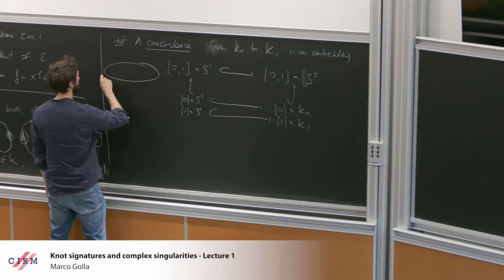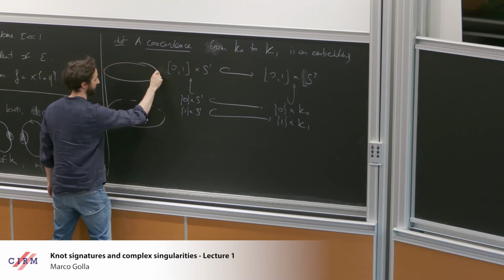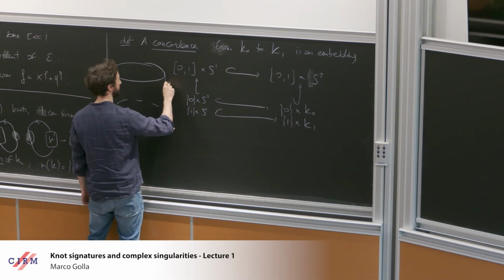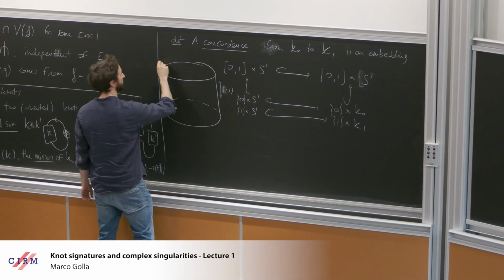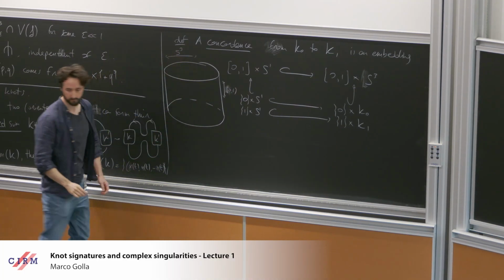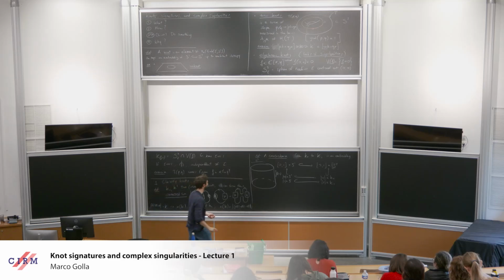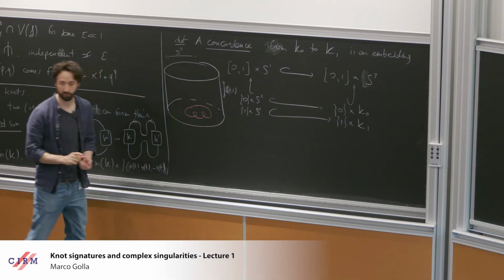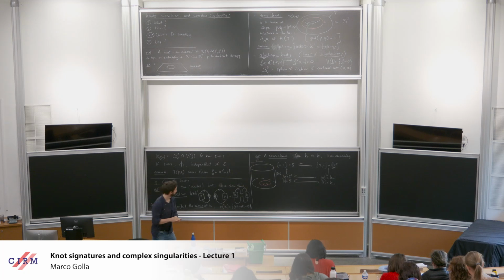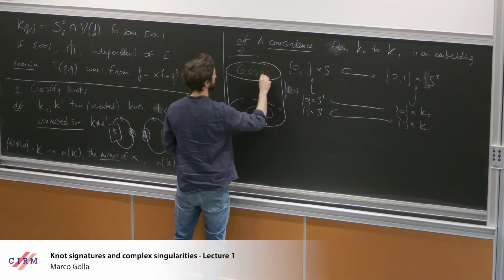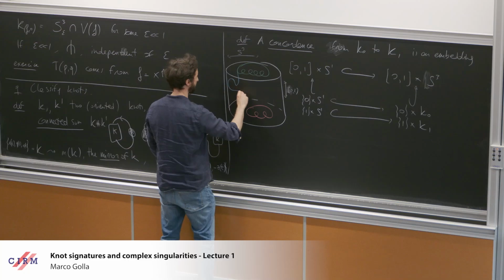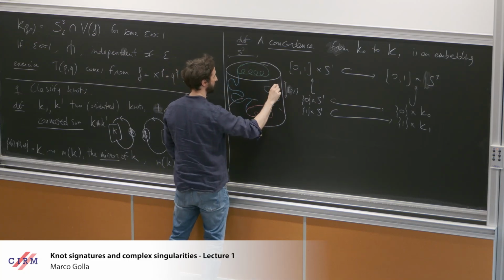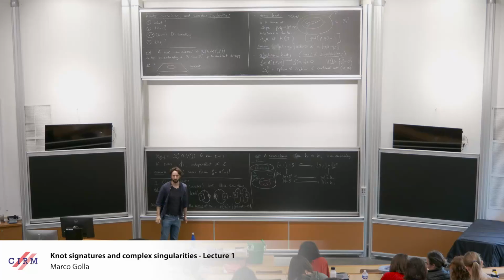What is happening? I have S3 times the interval. This is my interval direction, 0, 1 maybe. This is my S3 direction. And in here, I have my wonderful first knot, K0. In here, I have my second equally wonderful knot, K1. And in between, I have some embedding of the annulus that does possibly weird things.